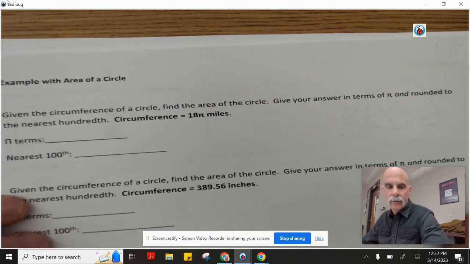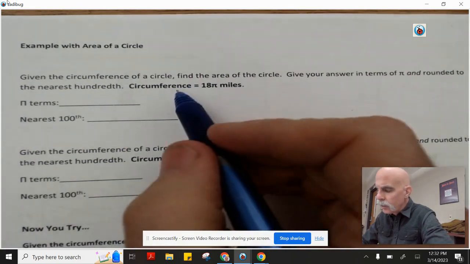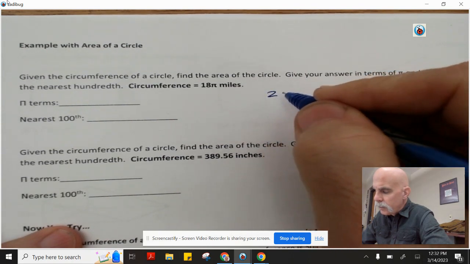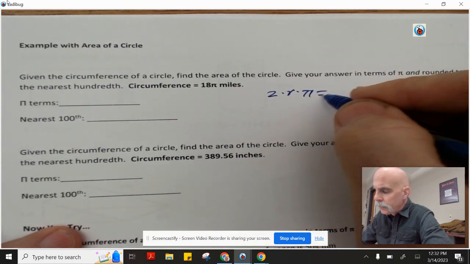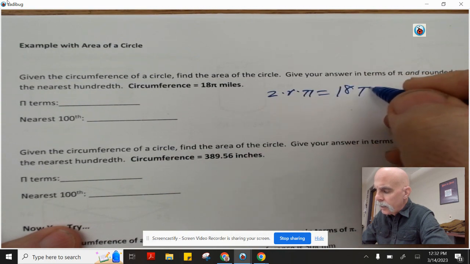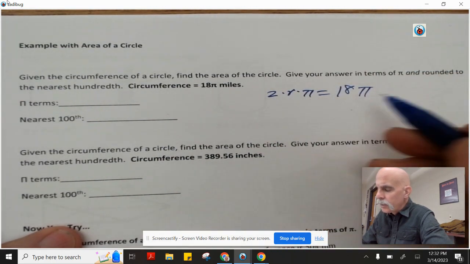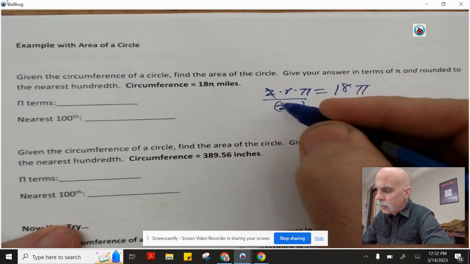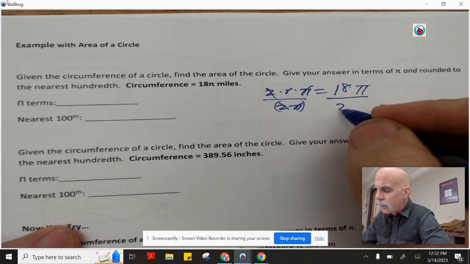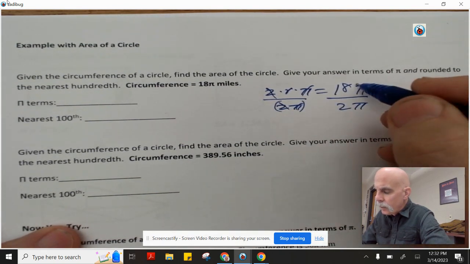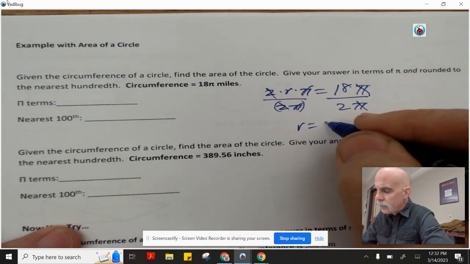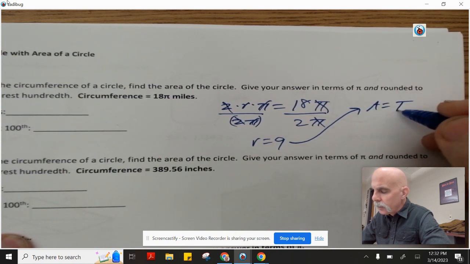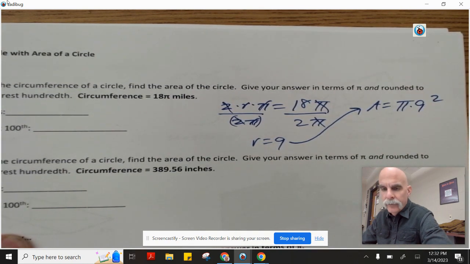Another example here for area would be when you're given the circumference. The circumference is 18 pi. Well, circumference is 2 times radius times pi. And it's actually already equal to 18 pi. So how do I solve for r? Well, we got to divide both sides by 2 pi. So those will cancel out, those will cancel out, but that means I got to divide this side by 2 pi. We're in luck. The pi's cancel, and the radius becomes 9. So then I can plug that into my area formula and do pi times 9 squared.